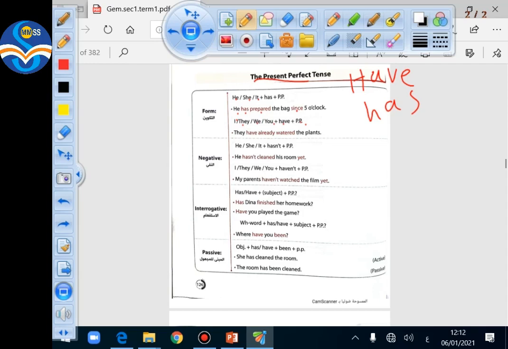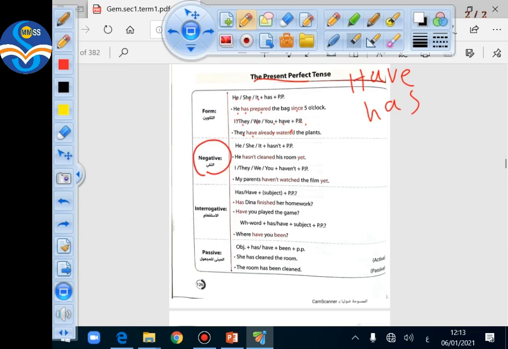Another example: they, the subject, have, the helping verb, already, this is a key word, we're going to speak about it in like 2 or 3 minutes. Watered, this is the past participle of the verb water, like pouring water on the plants. This is how to form a sentence using the present perfect in the affirmative, or let's say the normal sentence. Let's go to the negative form.